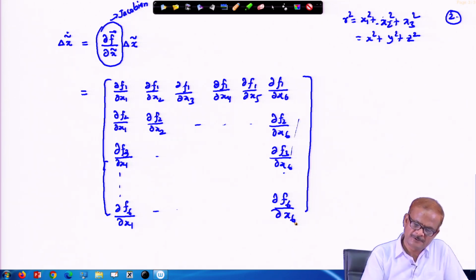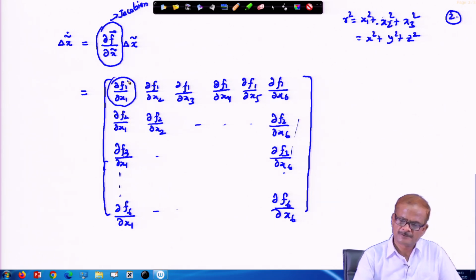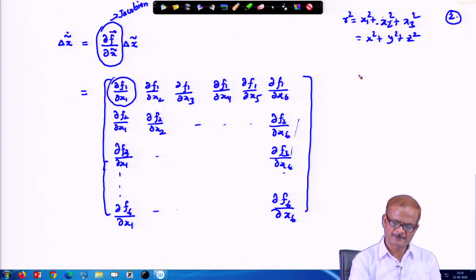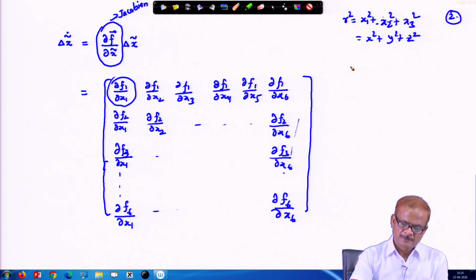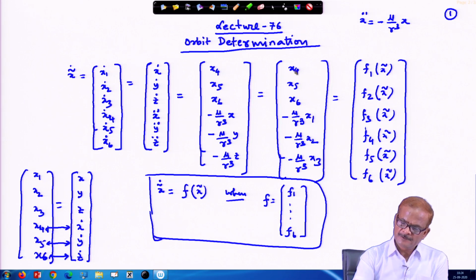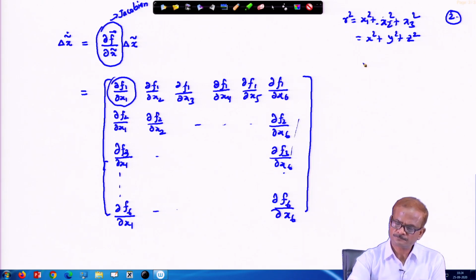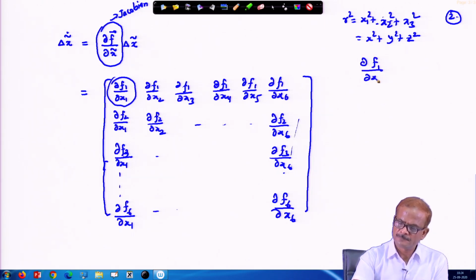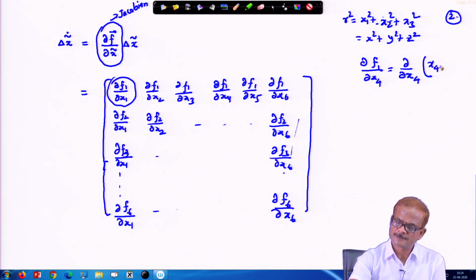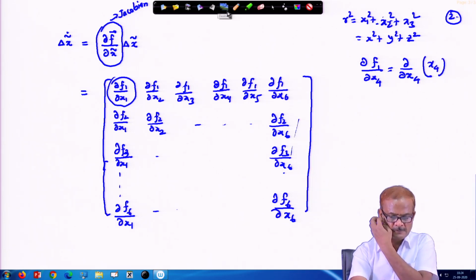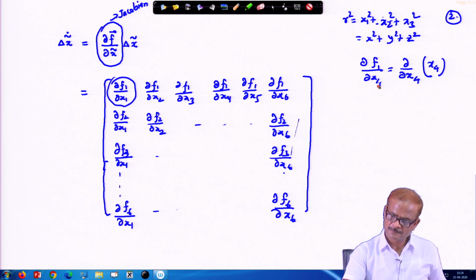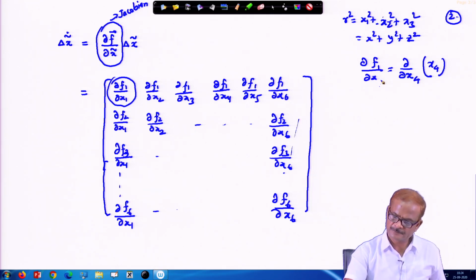So, one by one all the 36 elements need to be evaluated. Let us do a few of them; I will evaluate some and the rest you can check yourself. If we go back, f 1 is x 4. So, dou f 1 by dou x 4 becomes, and f 1 is x 4, so this gives you, for dou f 1 by dou x 1, the first element we are evaluating, this is 1.